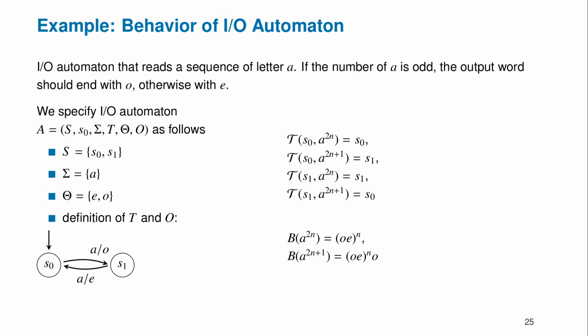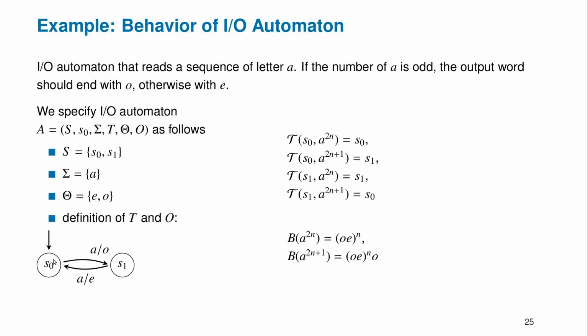And this could be done by saying, okay, if the number of A's in a word is even, then the I/O automaton should output a word that ends with an E. If the number of A's is odd in a word, then the I/O automaton should output a word that ends with an O. So let's specify this I/O automaton. We have two states, S0 and S1. The input alphabet is A, and the output alphabet contains the two letters E and O.